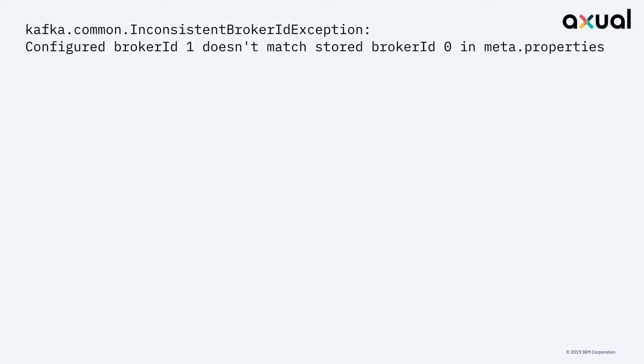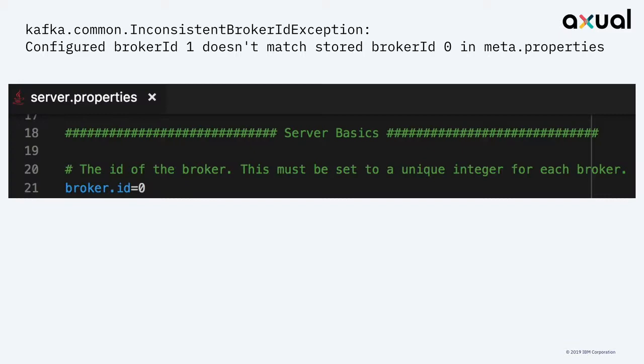Particularly, you'll see this message: inconsistent broker ID exception, configured broker ID 1 doesn't match stored broker ID 0 in meta.properties. So I know a lot of people who've started off with Kafka and Kubernetes, and this is one of the first things that they then run into. And the reason is because when you start up Kafka, you provide a server.properties file, and in that file you provide a broker ID. Because in Kafka we have this idea of the different brokers owning different topics, they have a leader and then they have replicas, they need to know which one's which. So that's where this ID comes in.